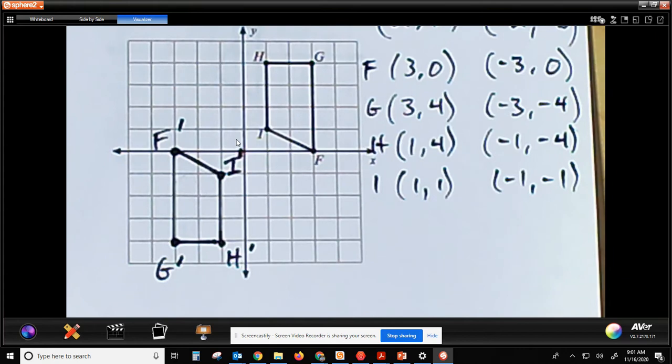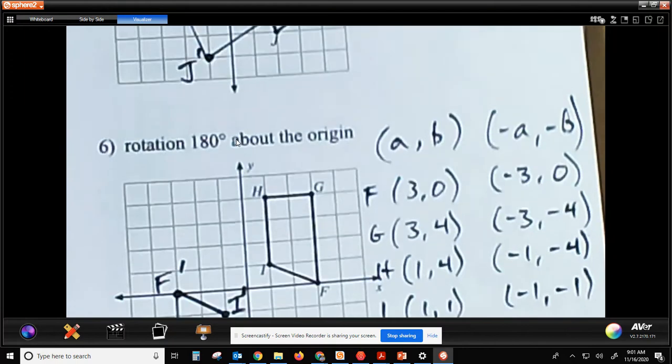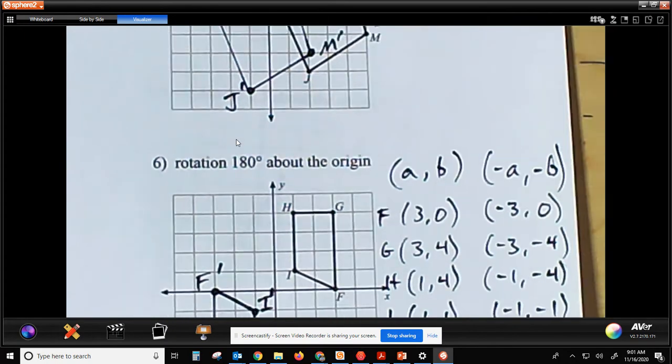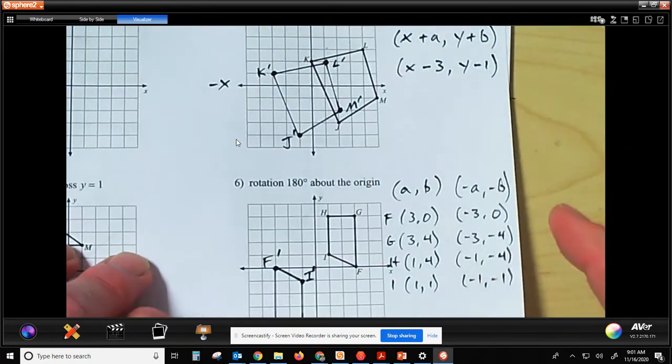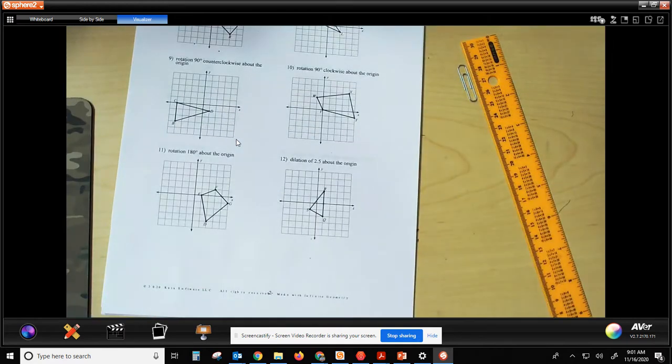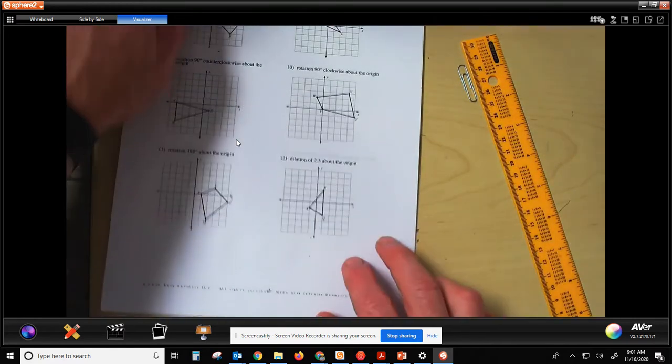Questions from the room? 2.5, all right. Okay. I'm going to zoom out, and I'm going to change pages. Look at this beastie.